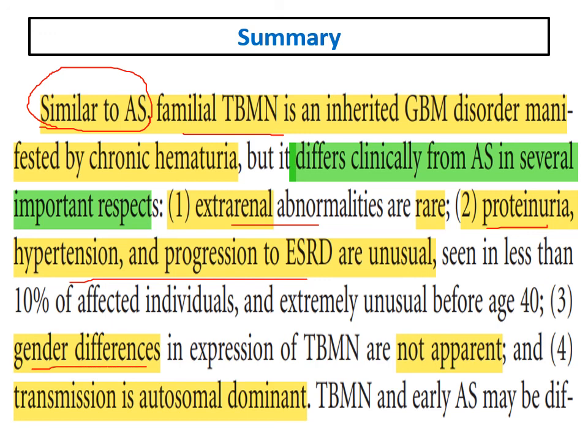As we said, the most common form is X-linked, so it is more common in males than females, and this is not present with thin basement membrane disease. And of course, the mode of inheritance in thin basement membrane disease is autosomal dominant, but in Alport it is X-linked in 80%, 15% autosomal recessive, and 5% autosomal dominant.